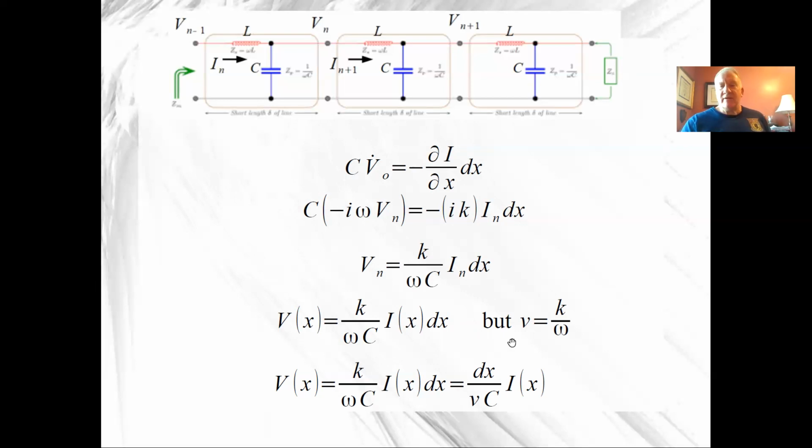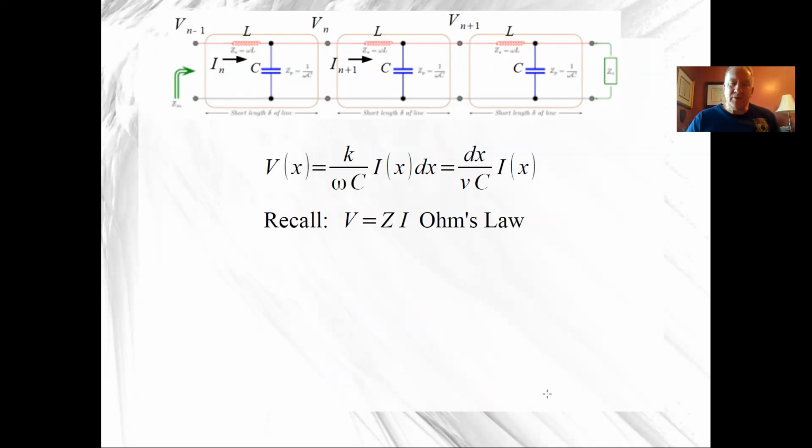But don't forget, v equals omega over k, we said. So we can plug in for that, and we'll end up with dx over vC is equal to V over I(x). All right, so we're looking for the impedance. Ohm's law tells us that V equals IR for a resistor. It tells us that V equals IZ, where Z is the impedance, for capacitors and inductors.